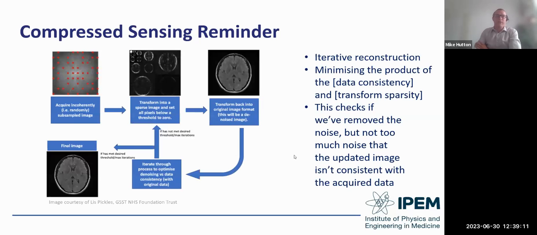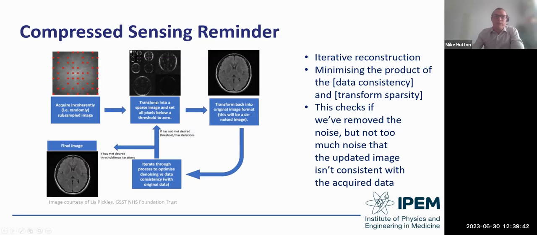So the reminder of compressed sensing, the generic technique. So the key elements of compressed sensing are firstly an incoherent or a pseudo-random subsampling of K-space. So this first diagram is showing, if we do that and reconstruct an image, then we get a very noisy image, but it's got an incoherent smear of noise across it. Then compressed sensing uses an iterative reconstruction technique with denoising. So generally we use the wavelet domain to do the denoising.